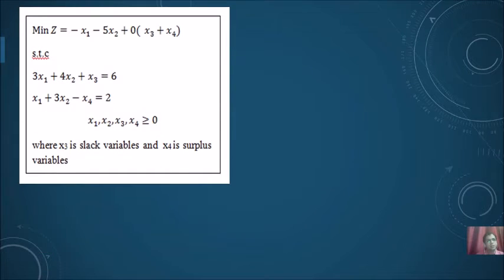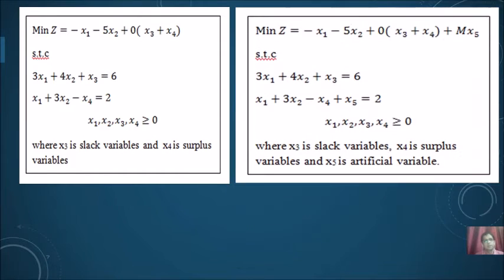Now suppose this is our standard form. As I said, the required number of unit vectors are not present in the basis, so we augment the problem. How to augment that problem? Let me show you that. This is your original objective function: minus x1 minus 5x2 plus 0 into x3 plus x4.